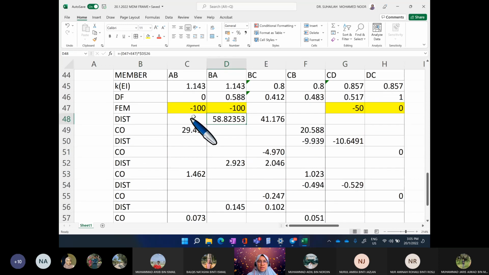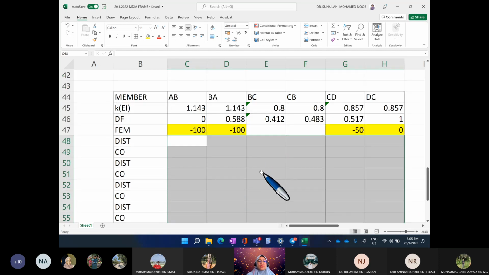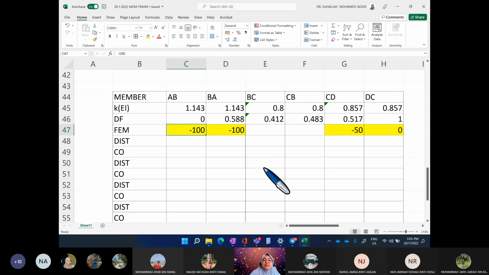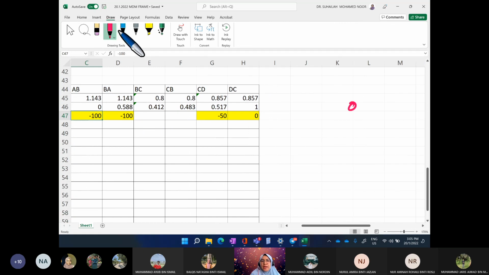Okay, so we will start the first distribution. So I will clear this part first. For the first distribution, remember that the moment that we distribute in the table is the member end moment. So FEM is actually the first member end moment in the table, and member end moment is opposite with joint moment. That is why we have to put negative. Negative in the table means like this. So this is joint B. We have negative 100, and this is AB.